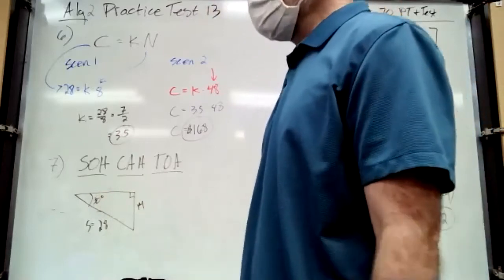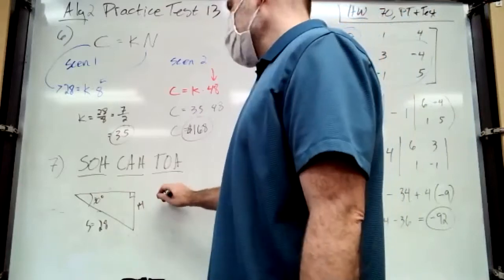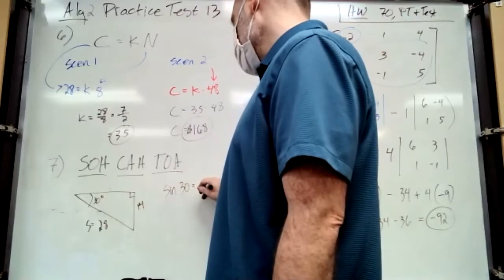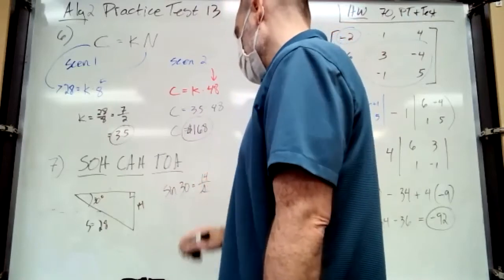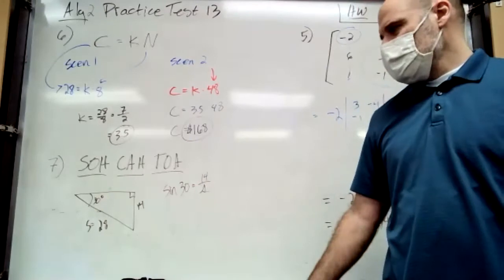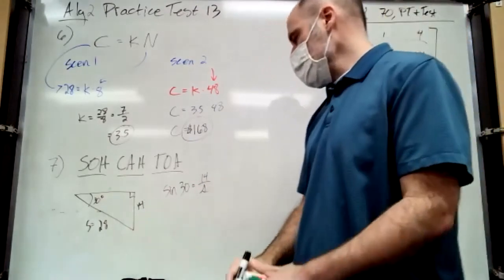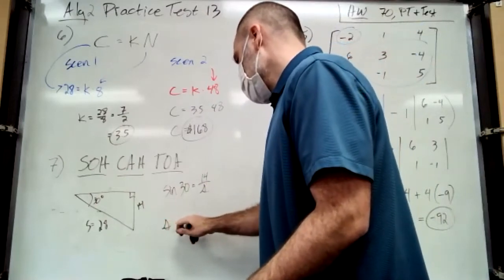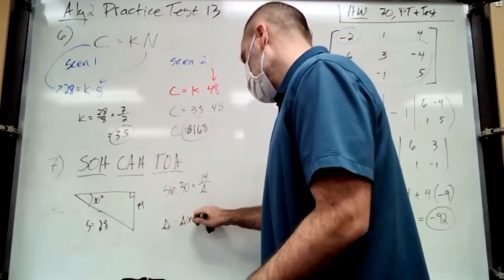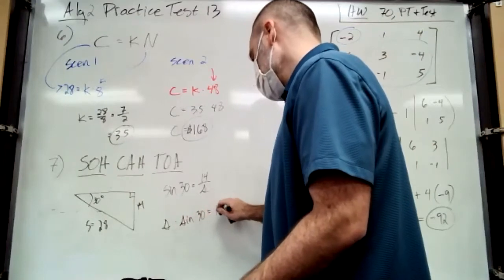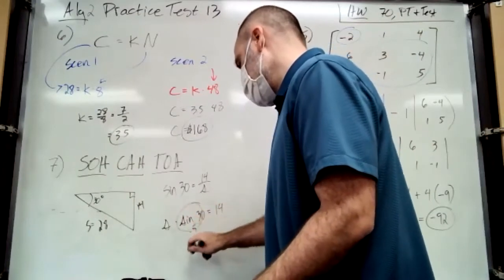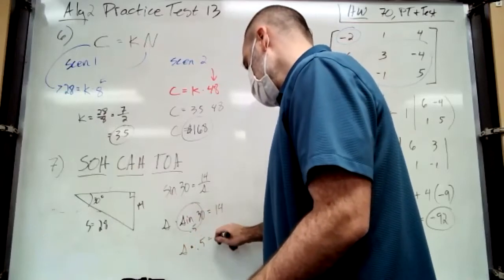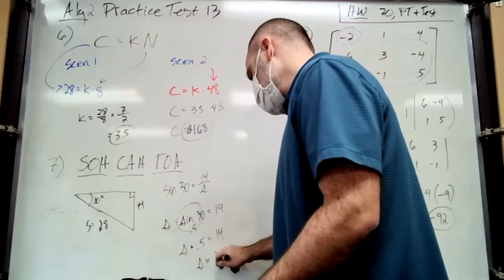But if you wanted to do trigonometry, you could say sine of 30 equals 14 over S. Okay? Because sine equals opposite over hypotenuse. If you multiply both sides by S, you get S times sine of 30 is 14. Well, sine of 30 is just 0.5. So S times 0.5 equals 14. Divide both sides by 0.5 and you get 28.